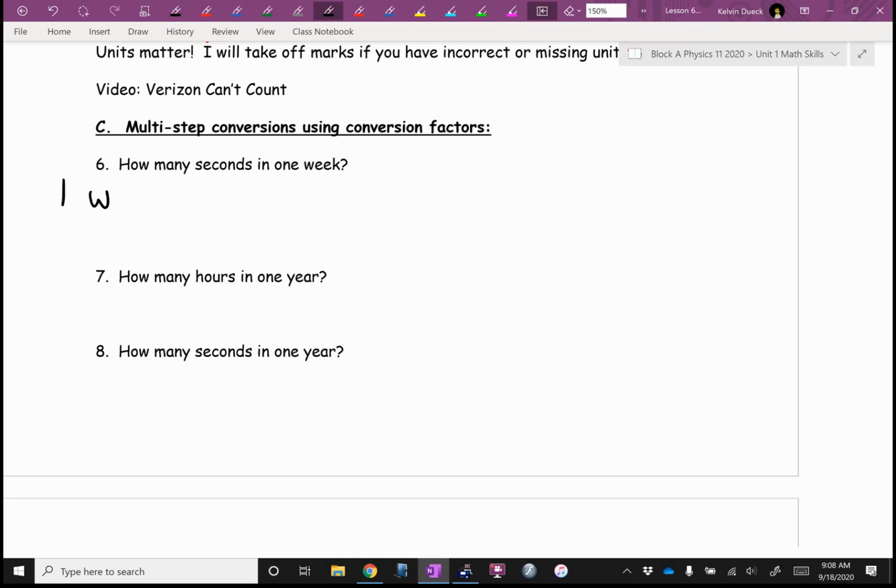What can I break weeks into? This is something you have memorized. Days. So it's going to look like this. Here's my conversion fraction. Annika, where is weeks in the first fraction? Top or bottom?